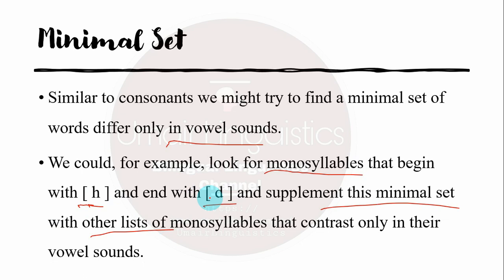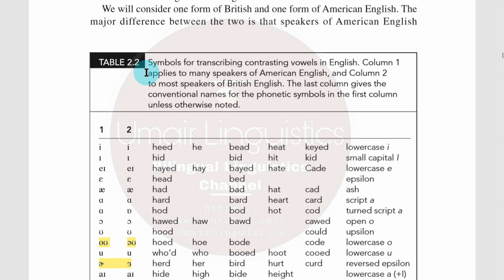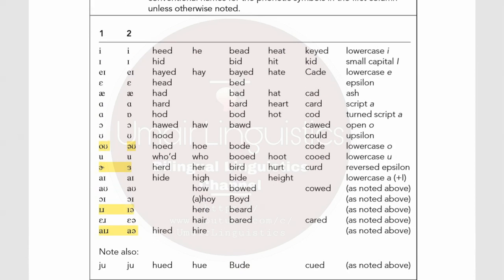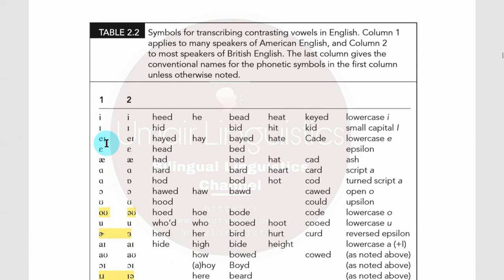For this we have to look at the book, so let me show you. If we look at page number 41 of the book, A Course in Phonetics, we shall find this table. In this table, column 1 has all the symbols which are usually used in American English. Then in column 2, we have the vowel symbols which are usually used in British English.